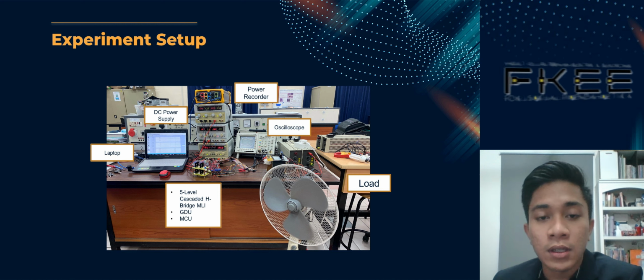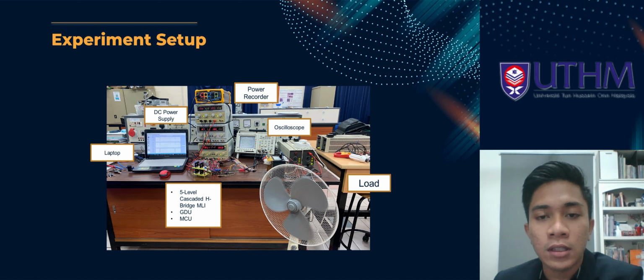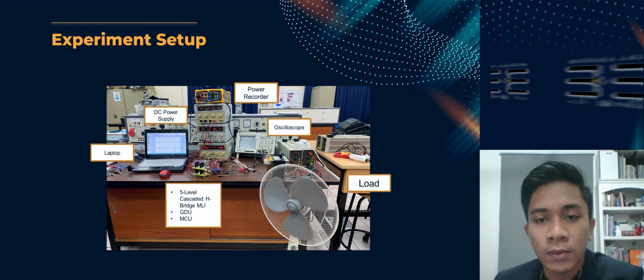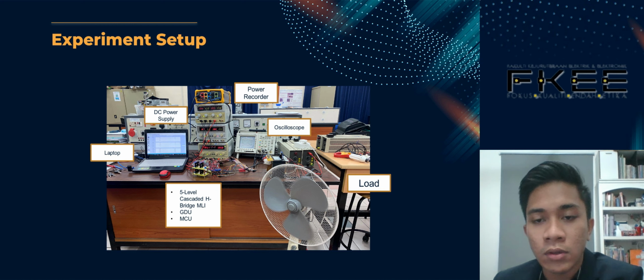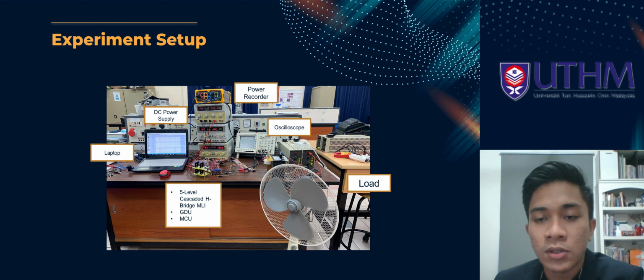The first one is the laptop that is connected with the power recorder to monitor the THD, and we have the DC power supply, the power recorder itself, the Fluke power recorder, and the oscilloscope to monitor the waveform, and we have the load. There are two loads. The first one is the variable resistor at the back, and we have the AC fan as the electrical appliance load.